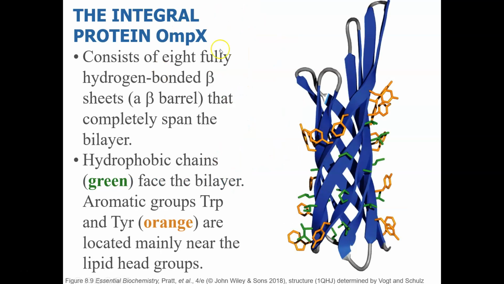Here's an integral membrane protein, AMP-X, I guess. I'm not sure how you pronounce that. It's not something that I work with, so I might not be pronouncing it correctly, so I apologize if that's the case.